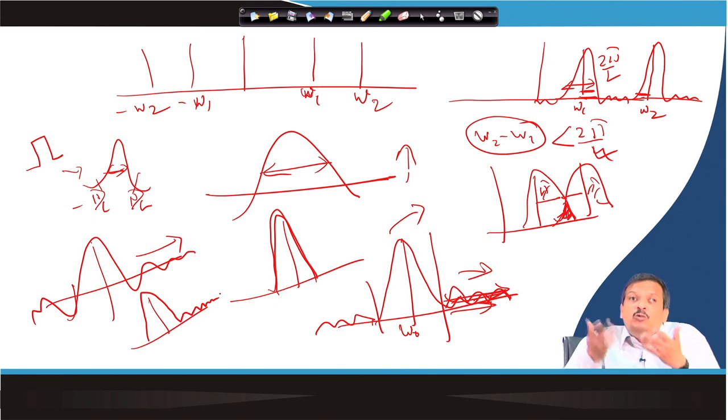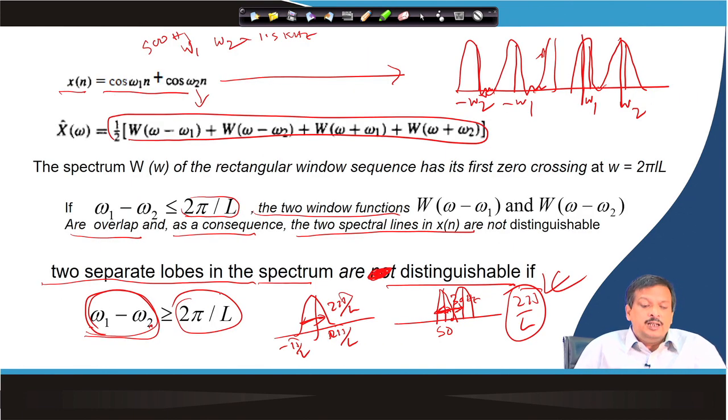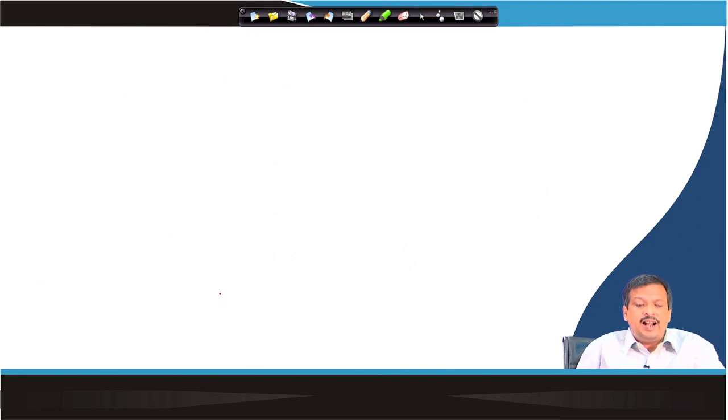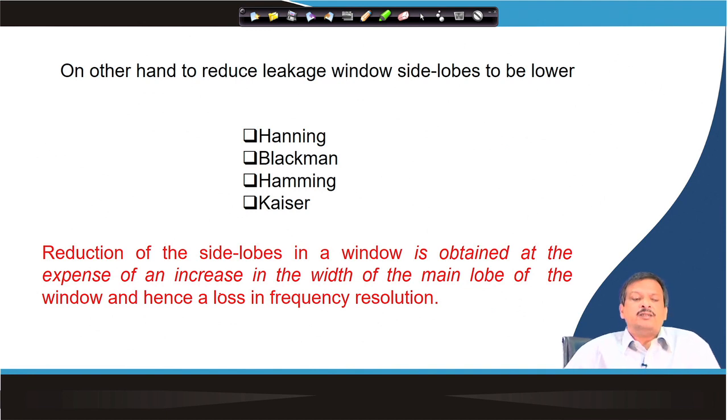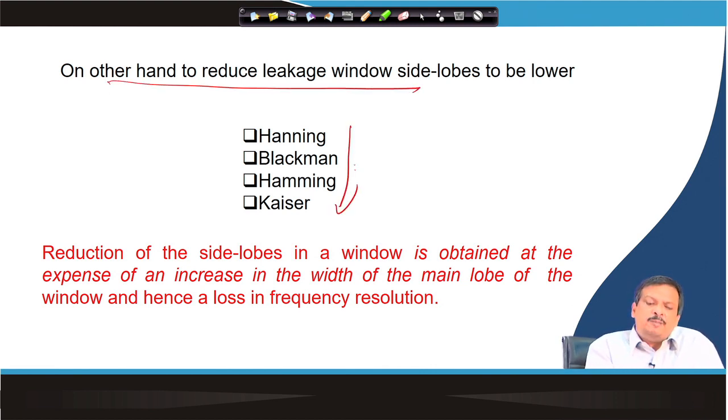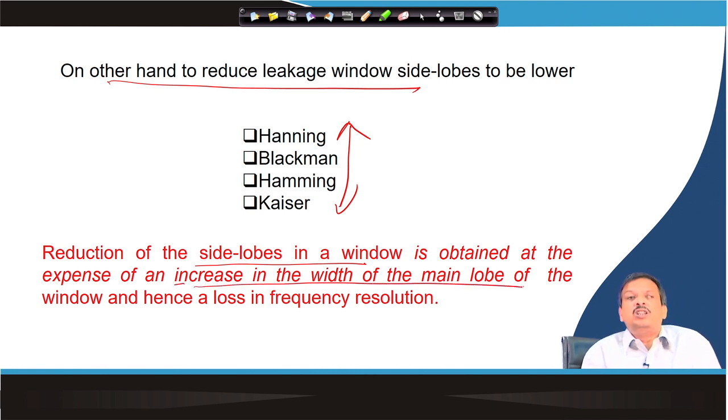So, that is my window requirement. Now, if you see that window requirement, how do I define it? The side lobe produces leakage. So, if I want to reduce the leakage, there are different kinds of windows: Hamming window, Hanning window, Blackman window, Kaiser window, which reduce the side lobe at the expense of increasing the width of the main lobe.